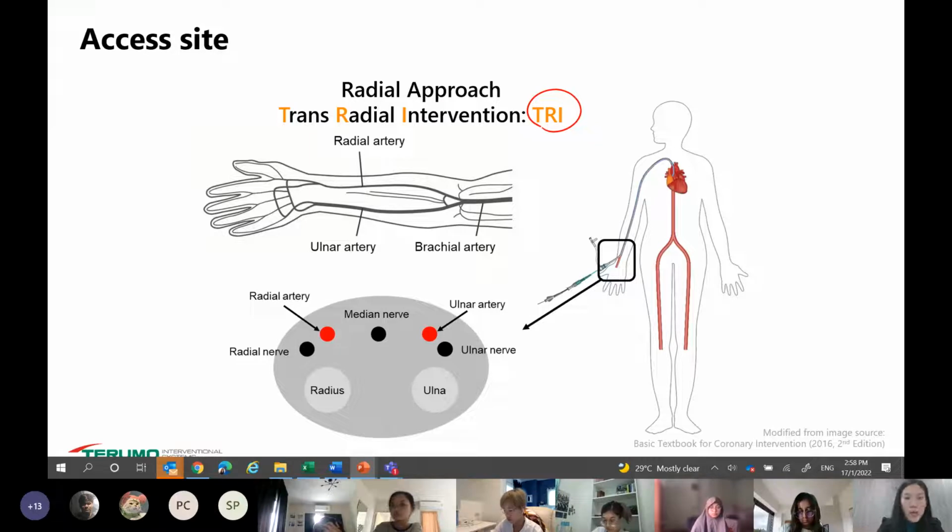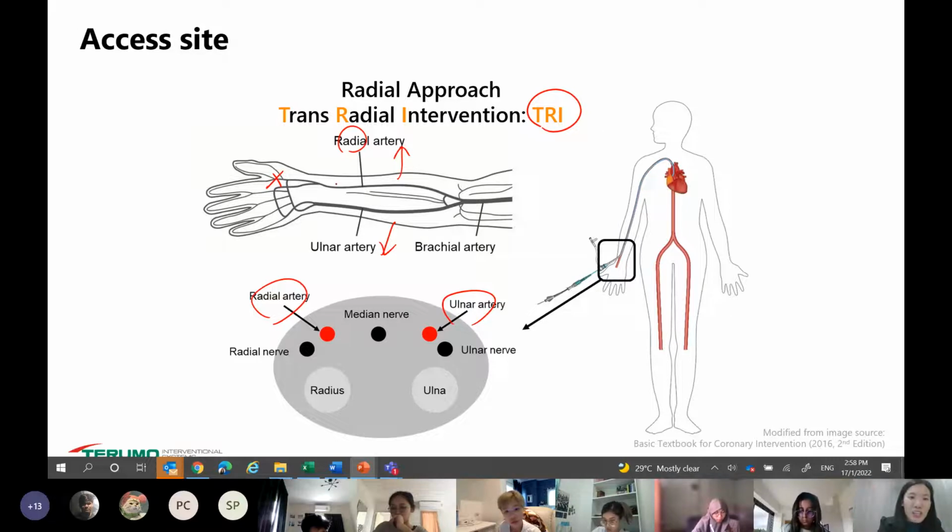So there are two arteries on the arm, the radial artery and ulnar artery. Radial artery is more on the outside of your arm, and ulnar is towards your body. Typically we use the radial artery, but ulnar artery can be used also, although it's not the very preferred option. In the field, you may also see doctors puncturing here, basically the distal radial.